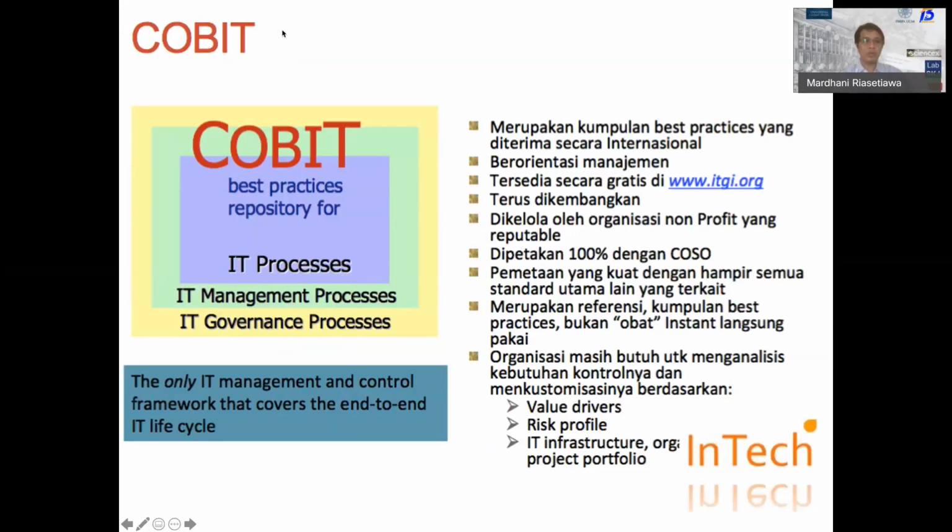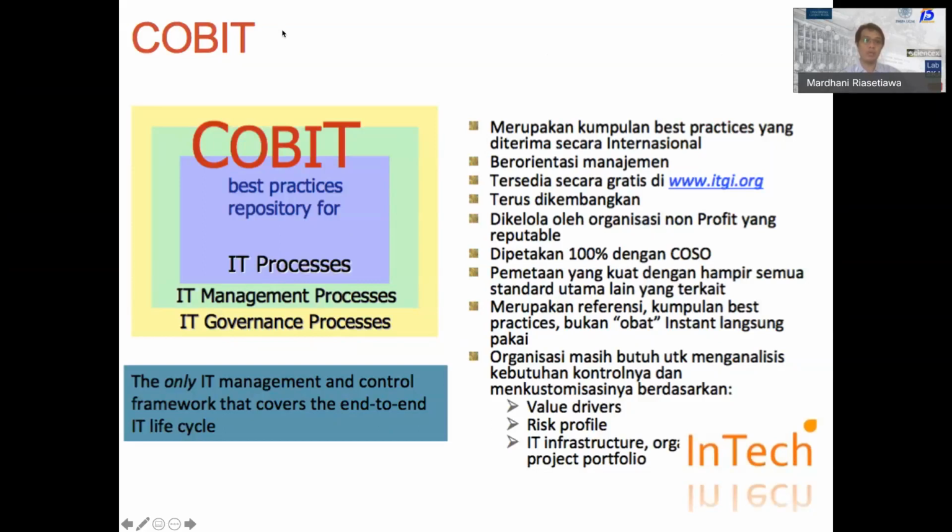Because COBIT is focused on process management and governance processes, it means COBIT does not deal with the technical side of information technology implementation, for example the selection of the operating system or the selection of the technology architecture that they choose to support the current business.